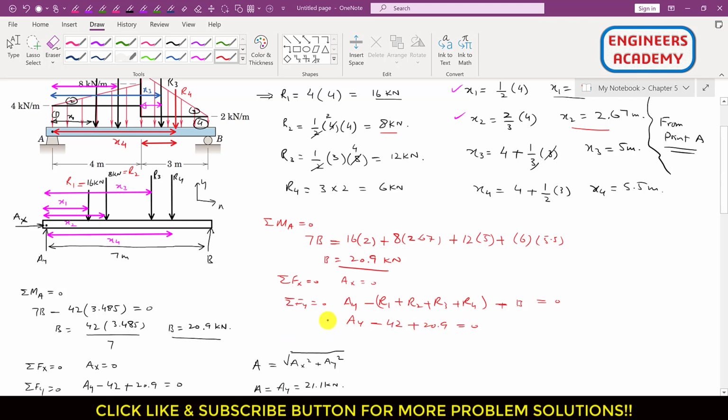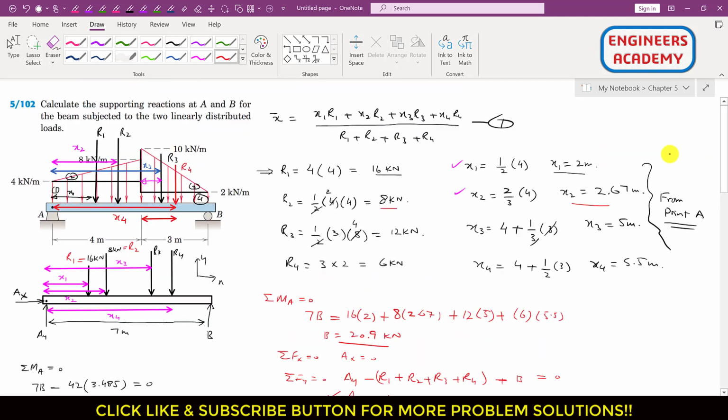So if we compare this equation with this one, both are the same equations, right? So this means that we will get that same Ay, which is equal to 21.1 kilonewton, right? So both these methods will give us the same answer, right? But in one method we use this equation to replace the distributed loads by a single concentrated resultant, pointed resultant, and in the second method we divide the distributed load into sub areas and then represent all those sub areas by the respective resultants, and then we apply the equilibrium equations to find the reactions at point A and B.